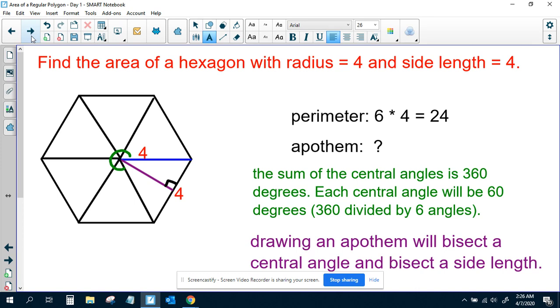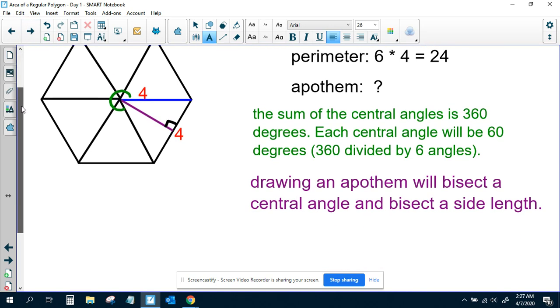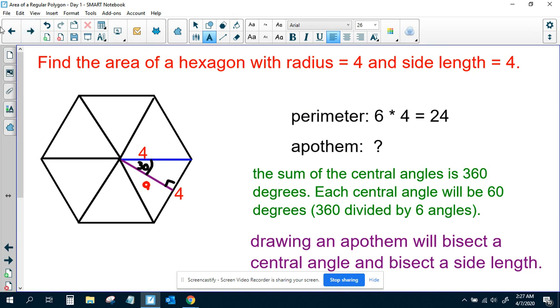Well, if we were to go ahead and drop an apothem or draw an apothem into that figure, that would be the purple line that goes from the center to the midpoint of a side. It's going to bisect that central angle, and it's going to bisect the side length. So that's some important information that we're going to use here very shortly. Well, that central angle there was 60 degrees, but when we dropped in that apothem, it got bisected. So now we have that 30-degree angle sitting in there.